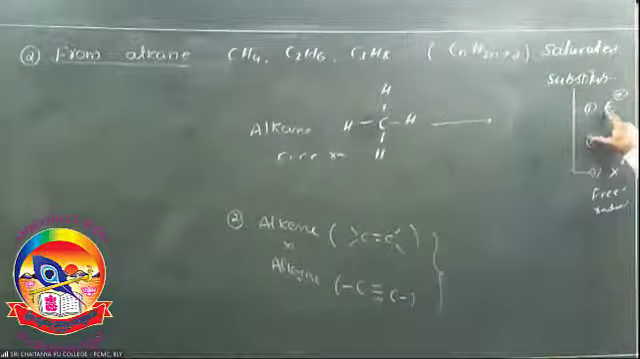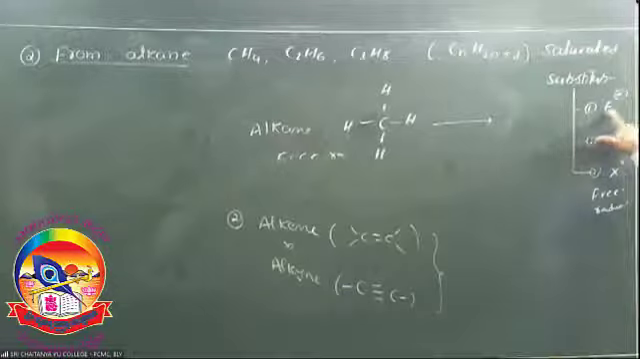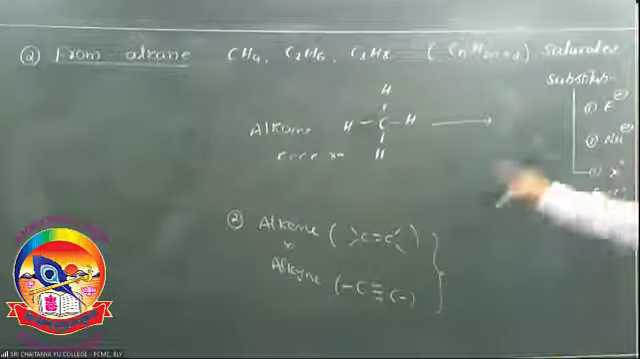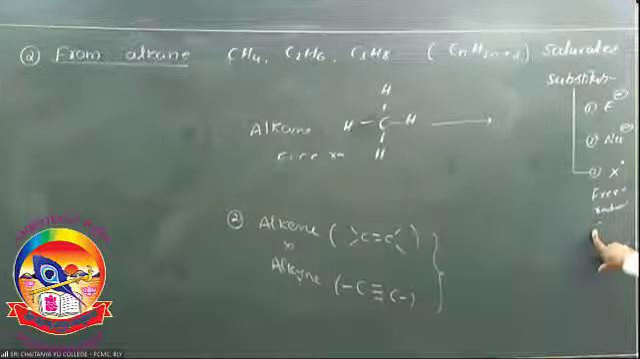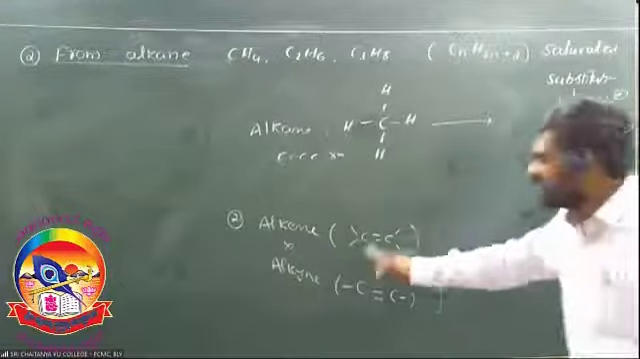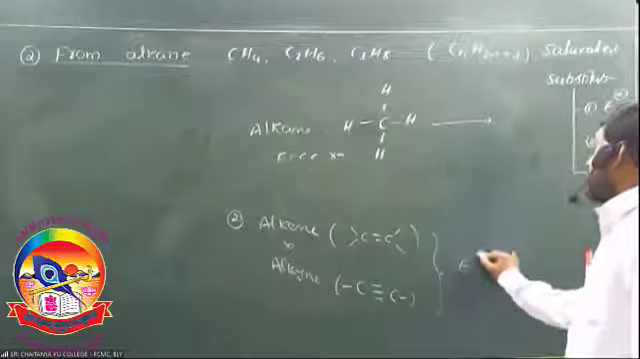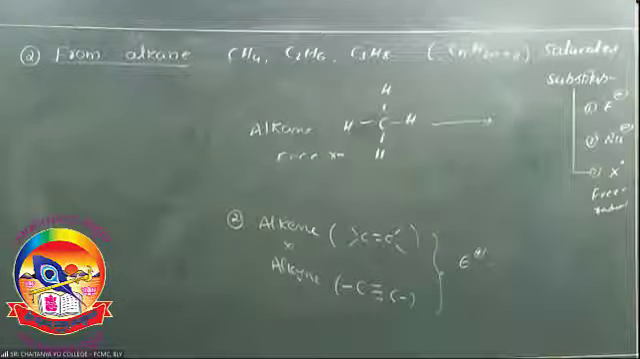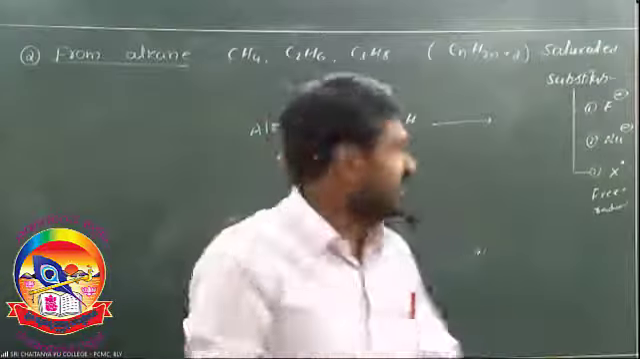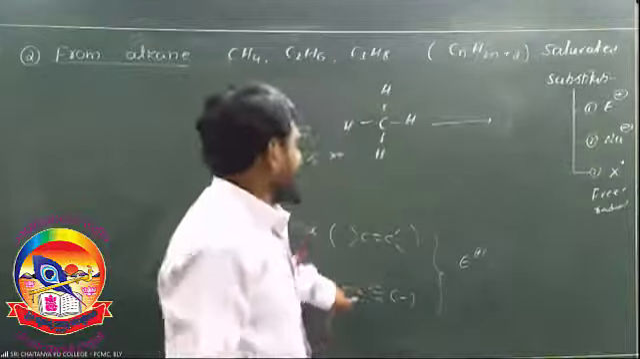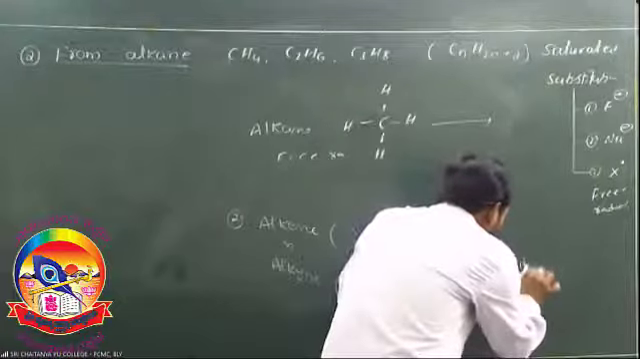Addition reactions are also of three types. If the first adding species is an electrophile, it is electrophilic addition. If a nucleophile is the first adding species, it is nucleophilic addition. If a free radical, it is free radical addition. So alkenes and alkynes, the unsaturated hydrocarbons, undergo electrophilic addition reactions.